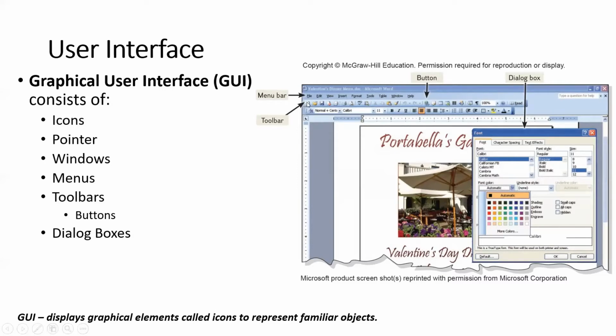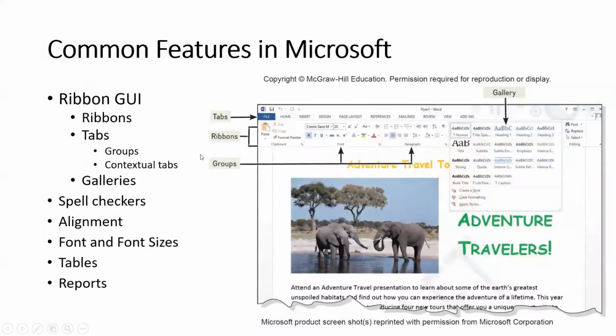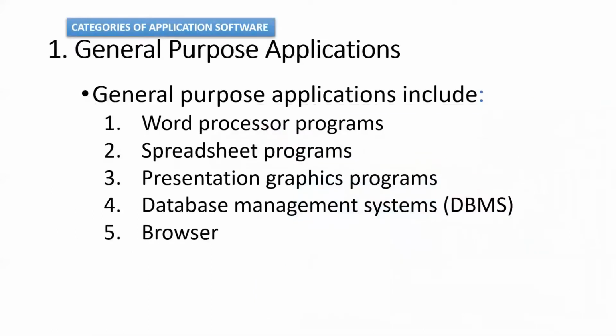So dia ambil picture ni represent the familiar object lah dekat real world kita. Okay, so remember icon. So ribbon, I have been told you use it in lab class. So next is I want to explain you general purpose application.